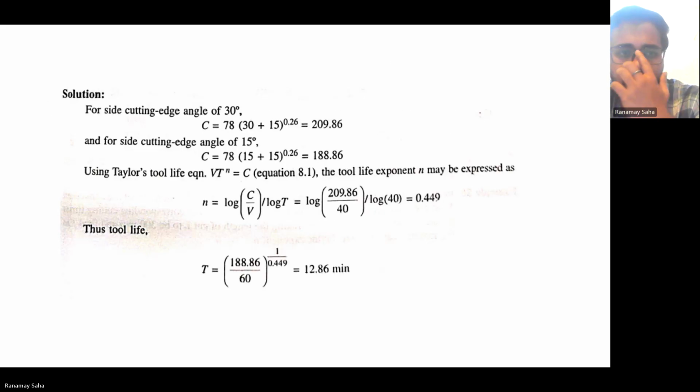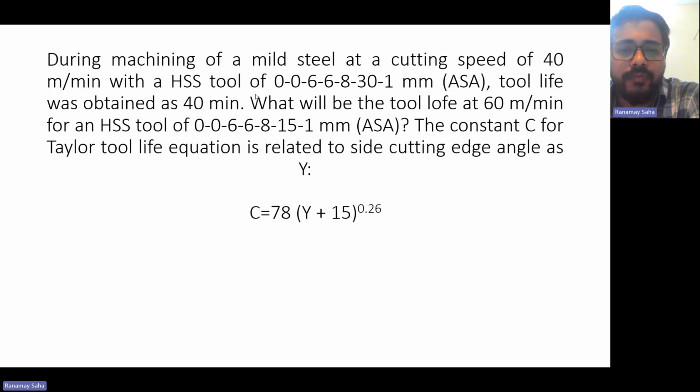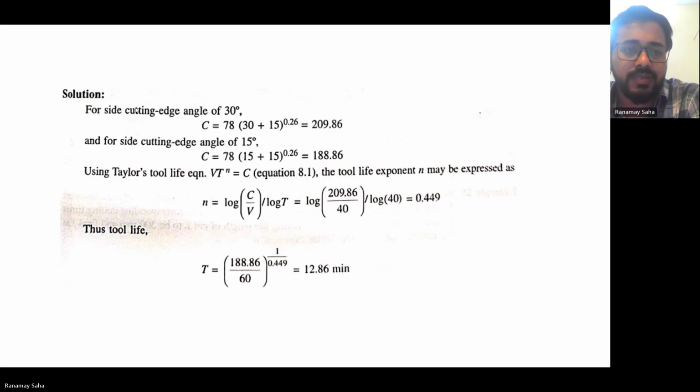Alright, so the side cutting edge angle is varying for both tools, and 15 degrees for the second tool. Again, you have 4 meters per minute for the first tool and 60 meters per minute for the second. The time of cutting is given as 40 minutes for the first. You have to find that for the second, right?